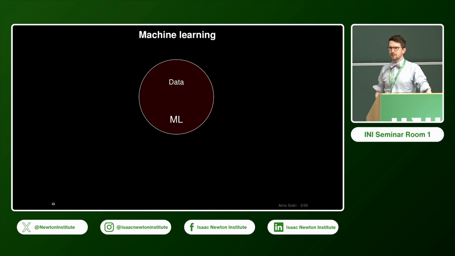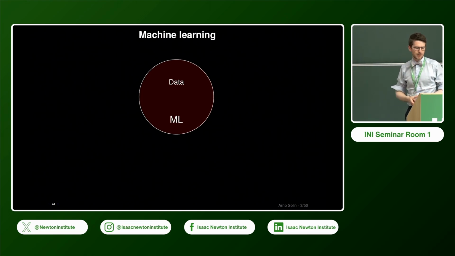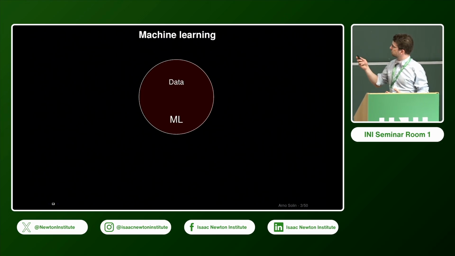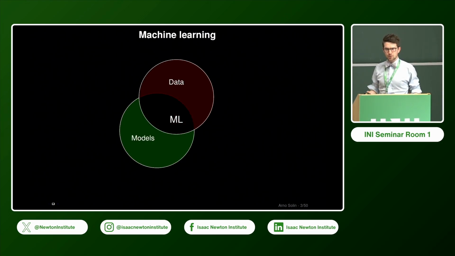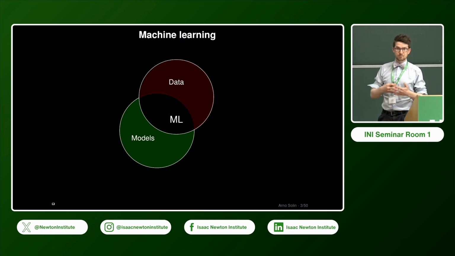And well, the first one is data. You need to learn from something, observations. And the second thing is models. And that's basically where the person who is designing the machine learning method is encapsulating the prior beliefs of what is generating the data or what could be explaining the data.